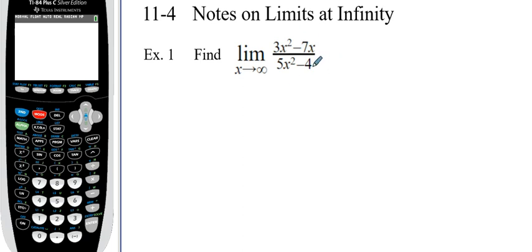Okay, so here's what we're going to do. We're going to graph this function. We're going to trace it. Now, as x approaches infinity, that means x is getting infinitely big. And then we're going to see, what does y approach when x gets infinitely big?